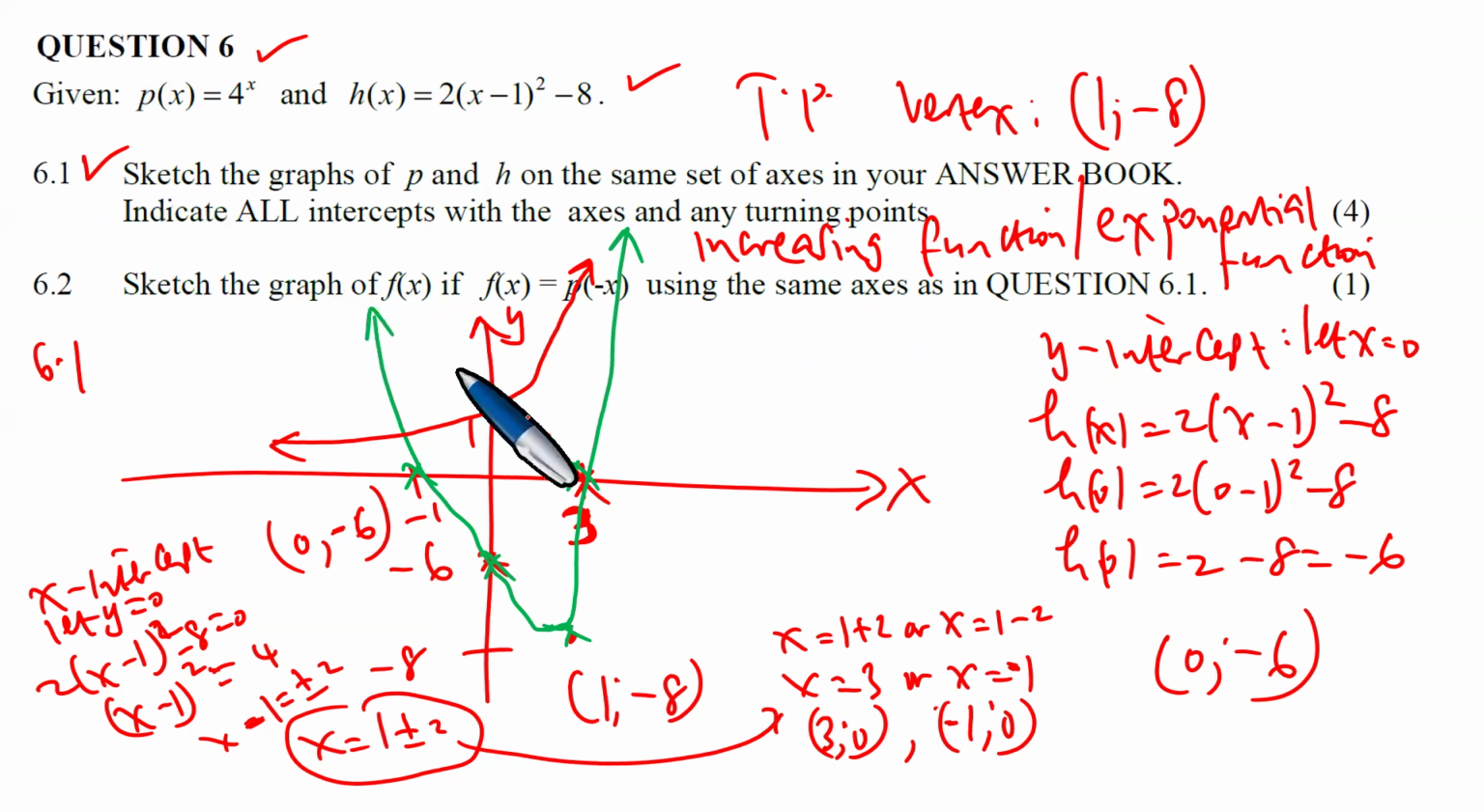So we've indicated all intercepts with the x's and the coordinates of the turning points. This one is 3 and 0. This one is minus 1 and 0. This is 0, minus 6. This is 0 and 1. Okay.